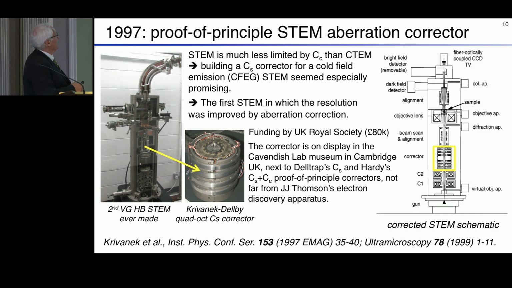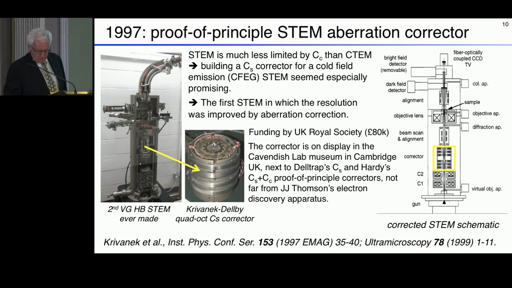So a kind of high honor in that same museum is this corrector which we built with Nicholas Dellby between '95 and '97. This is how we went into the microscope. So we took an old VG microscope, split it in the middle, added the corrector, put it back together, and 6 months later we had a working corrector, which was not the world's best microscope, but improved the microscope we put the corrector into. So that was an important step, and we call it proof of principle.